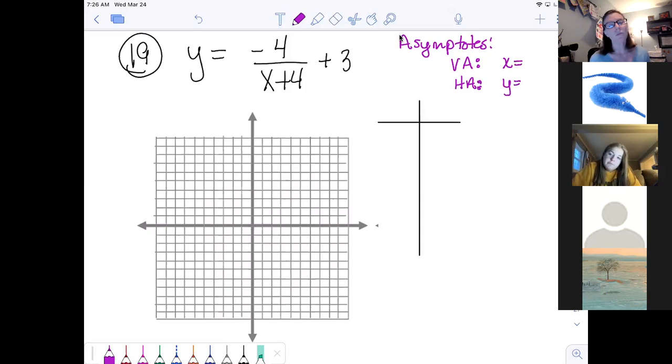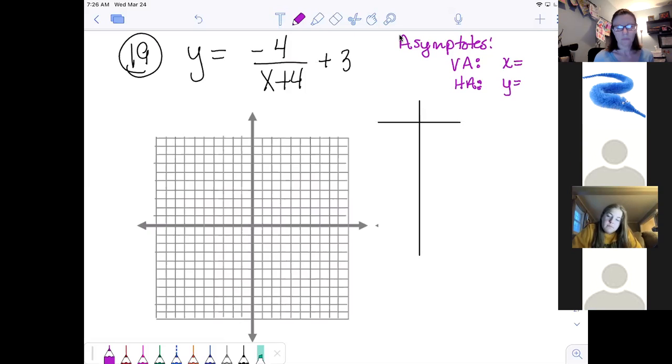So Ava M, what would the vertical asymptote be in this equation for number 19? Would it be X equals -4? Yeah, so it is going to be X equals -4. And then Ava, how about the horizontal asymptote? Y equals 3. Perfect, Y equals 3. So I would strongly suggest before you do anything else, sketch those two lines in. Before you pick X values, sketch in your vertical asymptote at -4, and then the horizontal asymptote at +3.